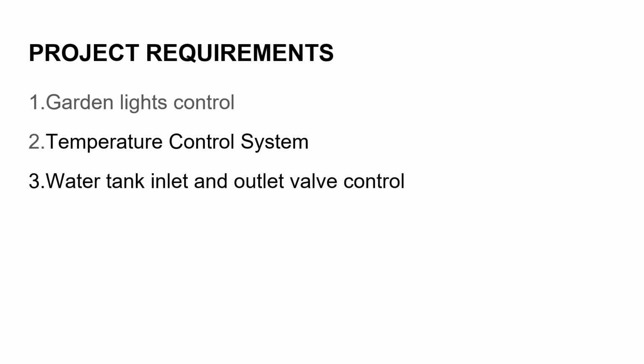The project has three main components: garden lights control, temperature control system, and water tank inlet and outlet valve control. Together, these modules help us to automate and remotely manage common home utilities.